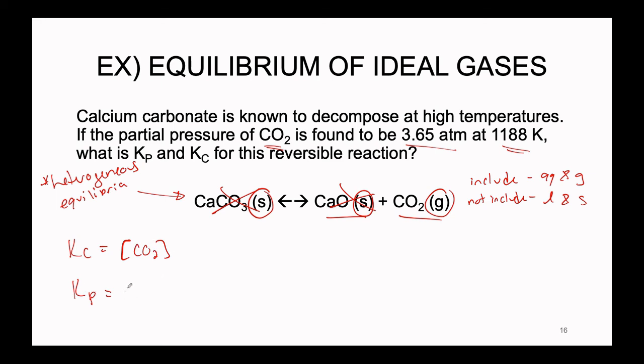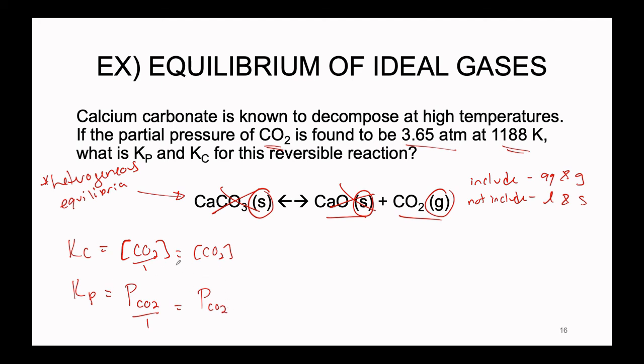Similarly, our Kp is equal to the partial pressure of CO2. The other species don't apply. They don't matter. So our equilibrium is going to be solely dictated by the ratio of carbon dioxide to 1. If you have no reactant, if you have no additional product, there's sort of like a 1 as a placeholder there, and any number divided by 1 is itself. So we're just looking at the concentration of CO2 or the partial pressure of CO2.